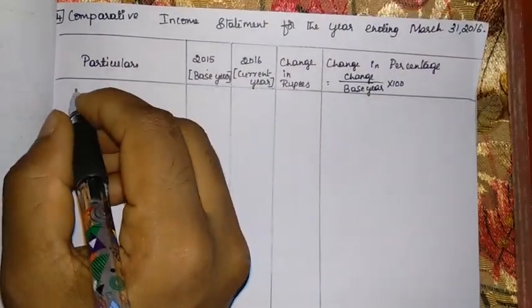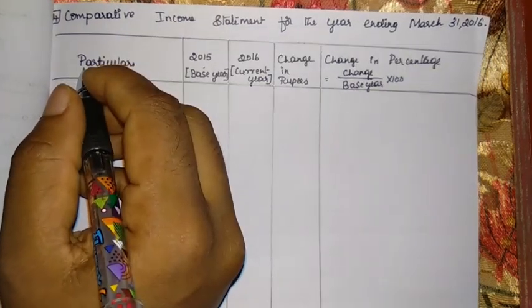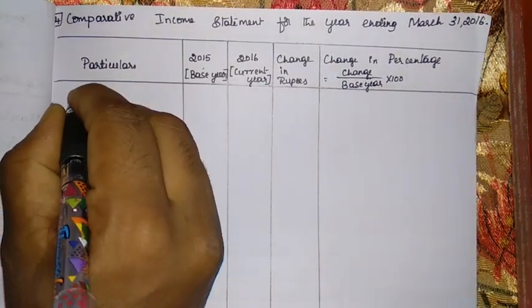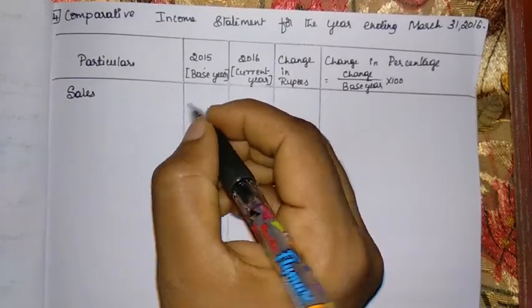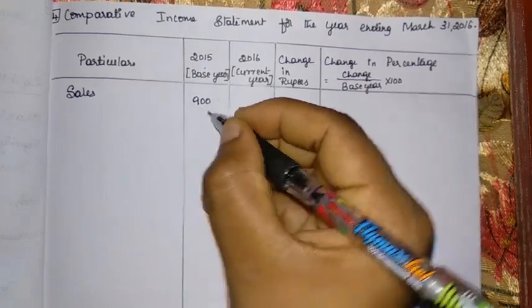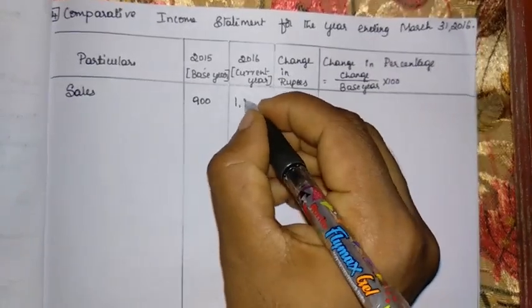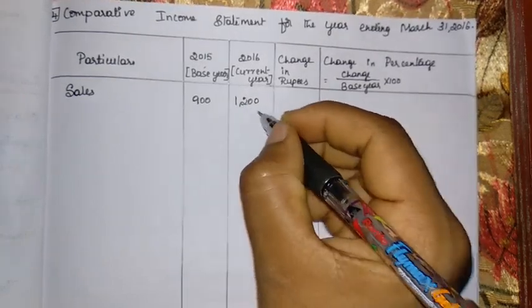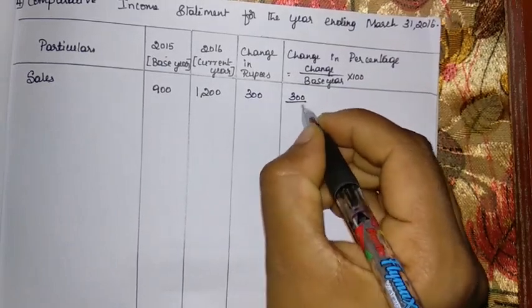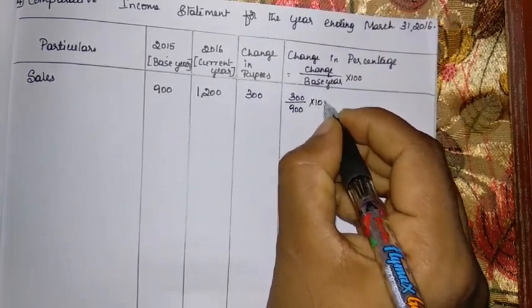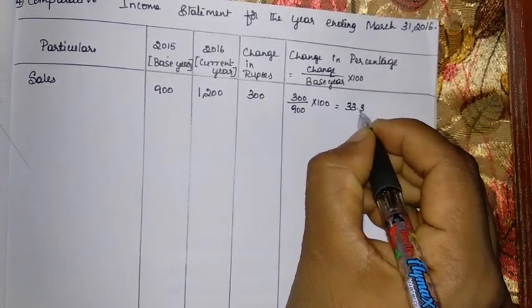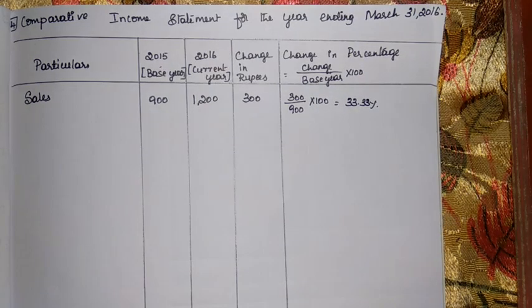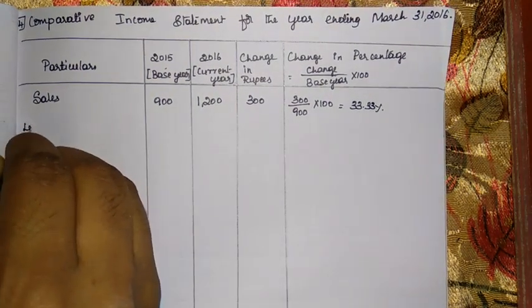So first, in order to calculate profit, here we have the information of sales. So first write it down. Sales: in the base year it was 900 crores and in the current year it is 1200 crores. So there is an increase in sales by 300, and we calculate the percentage: 300 divided by the base year value 900 crores into 100. So the increase in percentage is 33.33%. Less variable cost.